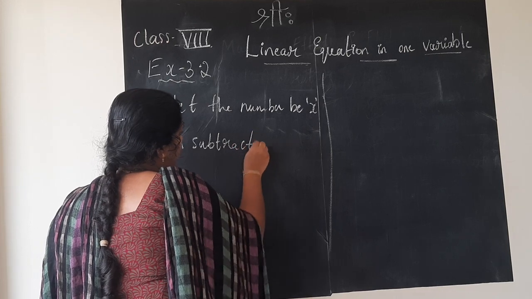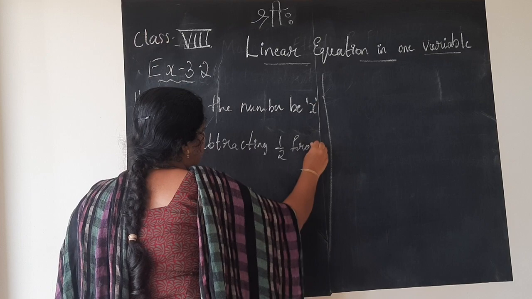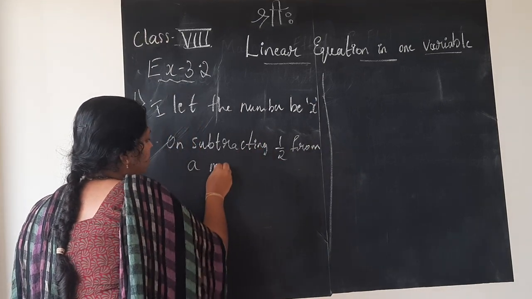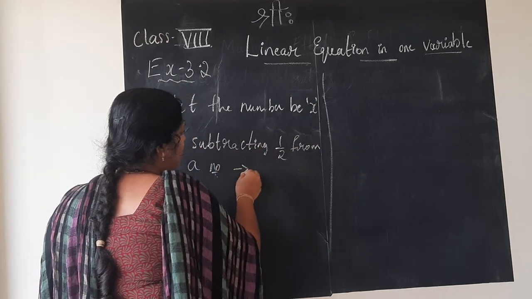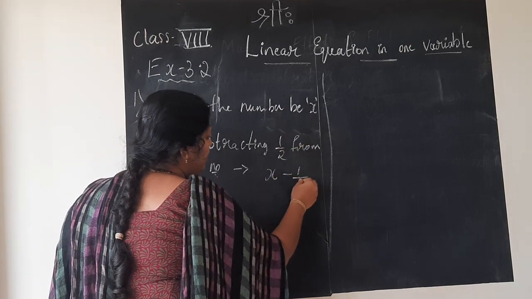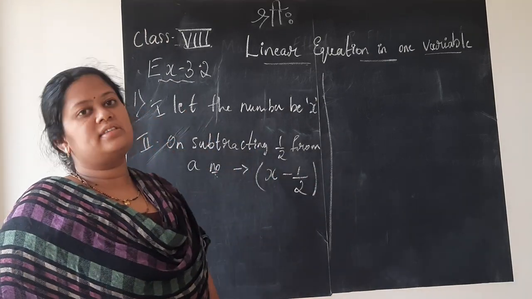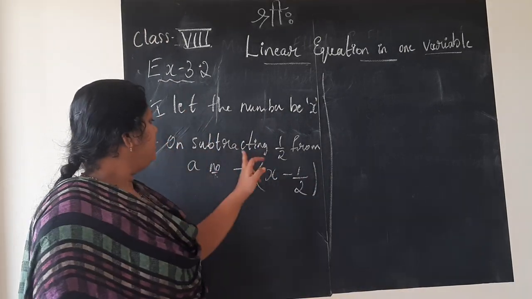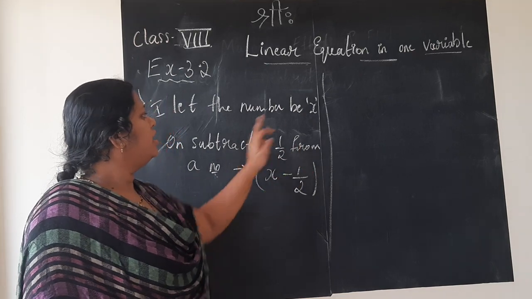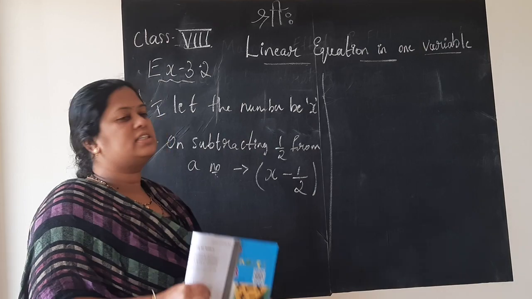On subtracting half from a number. What is the number? x. From this number we are subtracting half, means what we get is x minus half. Understood now? On subtracting half from a number x, from this half needs to be subtracted. So x minus half we got.